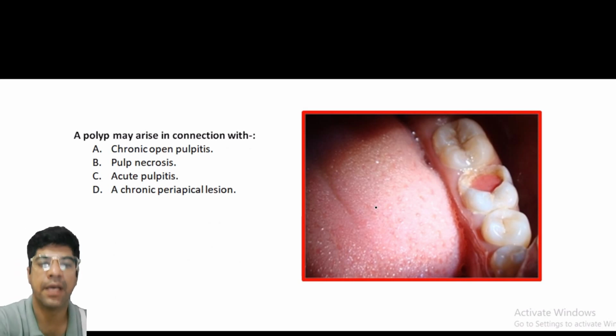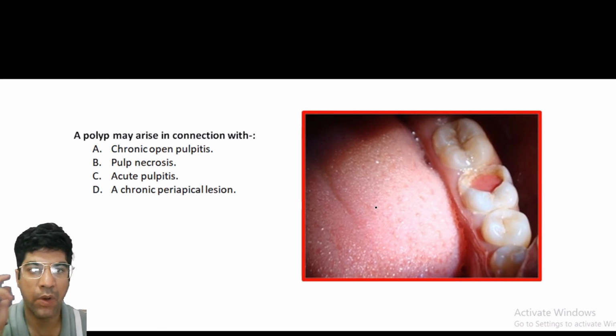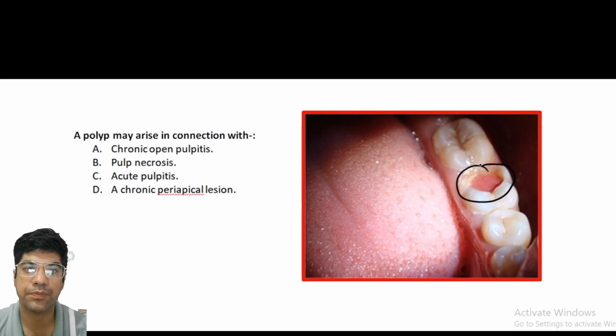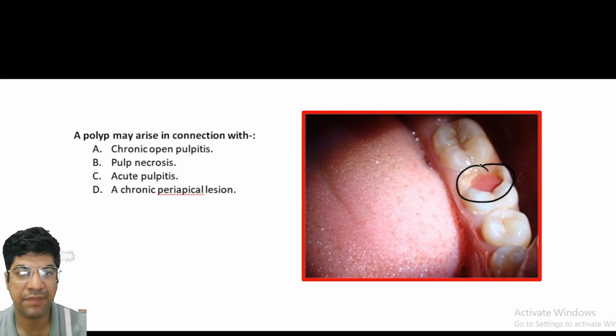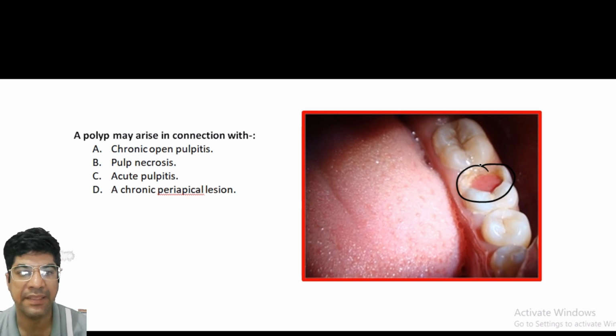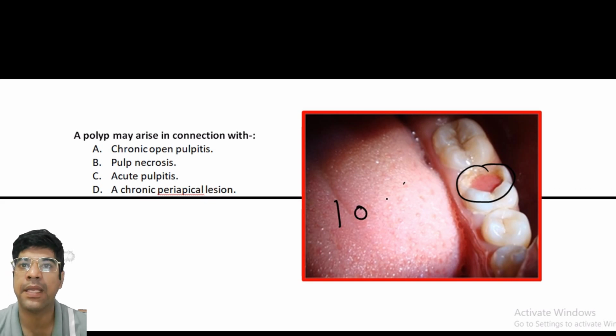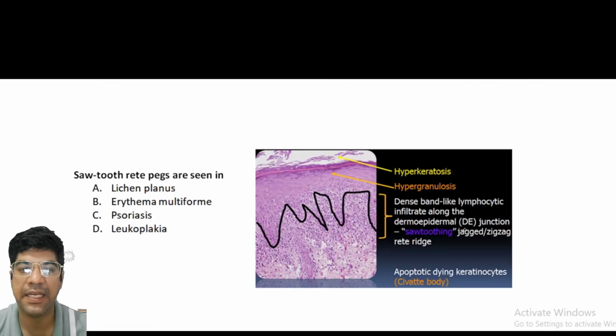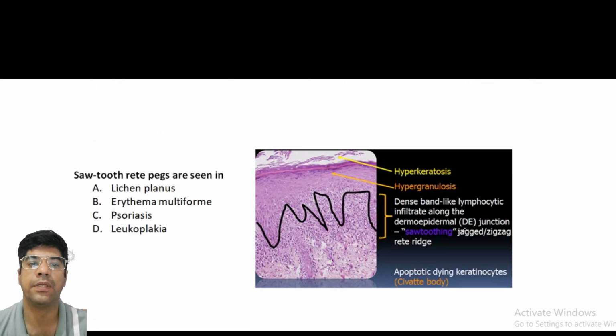A pulp polyp may arise in connection with a polyp. It is a localized reddish mass of hypercalcified tissue in carious teeth. It is seen in cases with chronic open pulpitis. In chronic open pulpitis, the tissue is exposed to the oral cavity due to caries, and the pulp tissue can proliferate and form a polyp-like growth. This condition is associated with long-standing irritation and inflammation of the dental pulp.